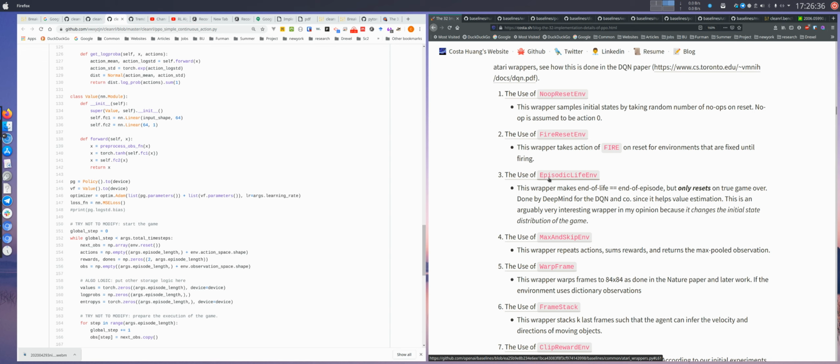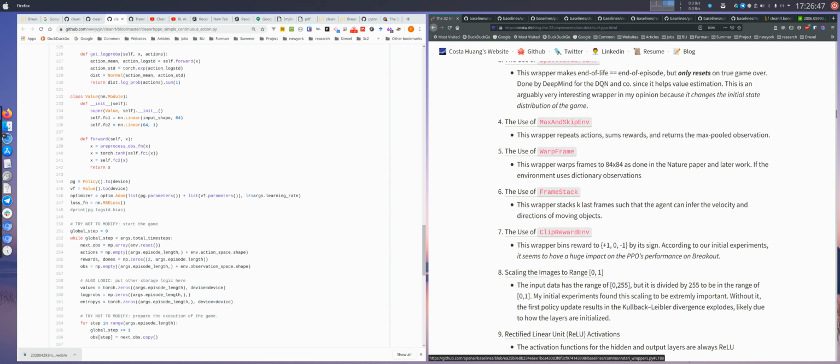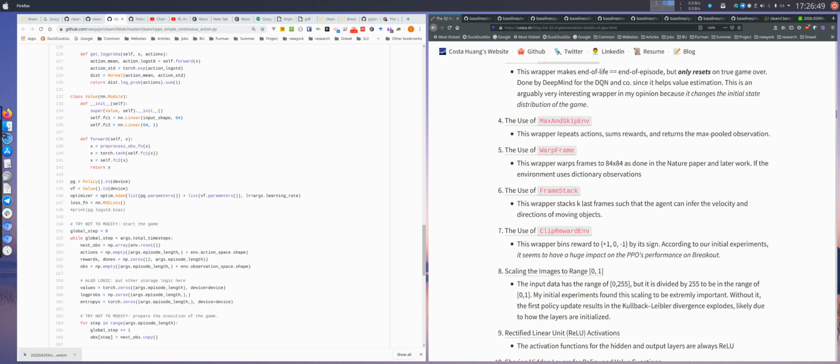There's also this episodic life env that makes end of life equal to the end of episode, but only resets on true game over. And there's also max and skip env, which repeats actions for 4 frames, sums the rewards achieved in those 4 frames, and returns a max pooled observation. There's also wrap frame, which transforms the images into 84 by 84, and frame stack, which stacks 4 of these 84 by 84 images.